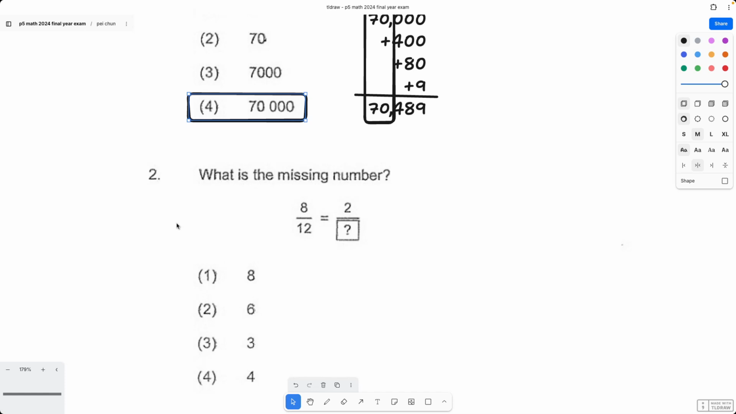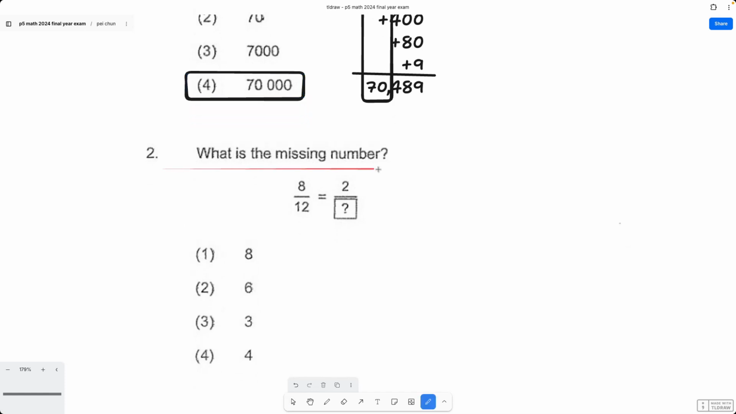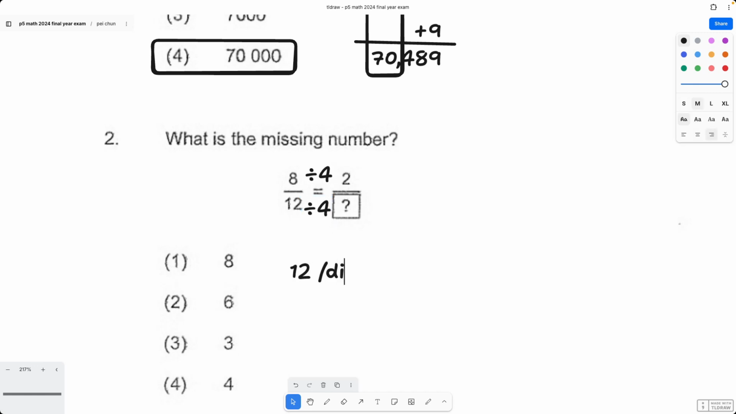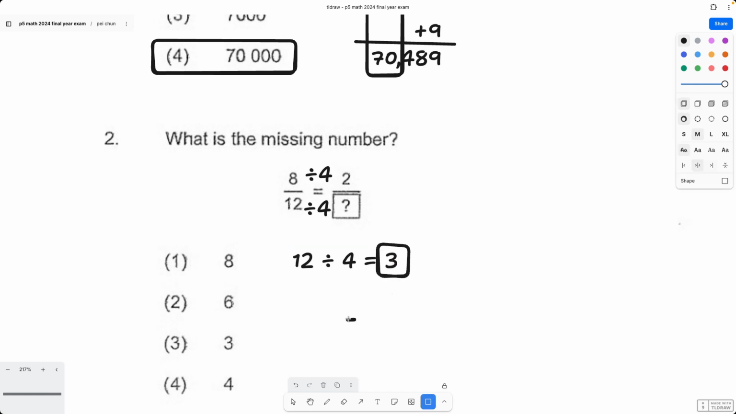Okay, let's move on to question number 2. What is the missing number over here? We have 8 and 2 as the numerators. From 8 to 2, we divide by 4, and then 12 divided by 4. What is 12 divided by 4? This is equal to 3. So the answer is 3, which is option number 3.